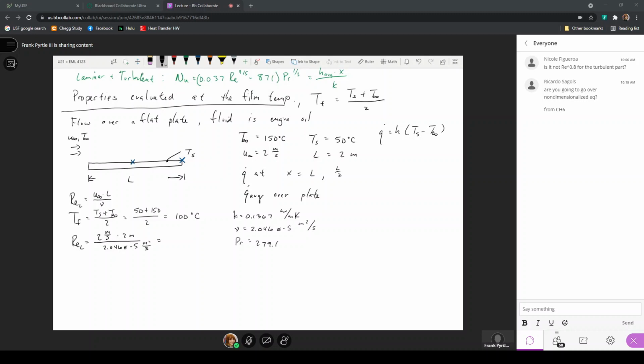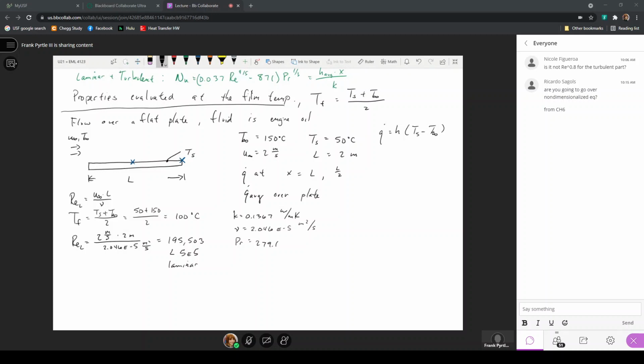All right, so I get here that the Reynolds number is 195,503. That is less than 500,000. So it says that it's laminar flow at the trailing edge. So if it's laminar flow at the trailing edge, it's laminar flow over the entire length of the plate there.